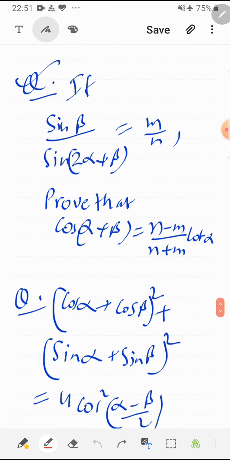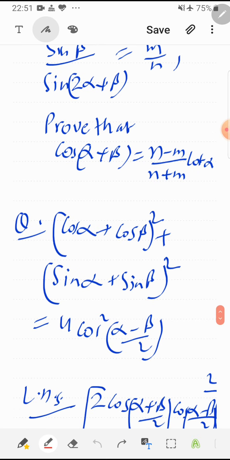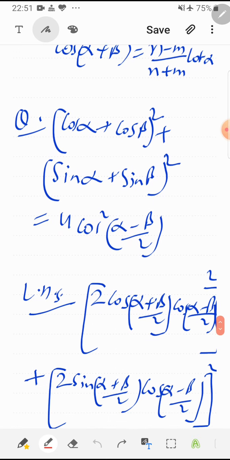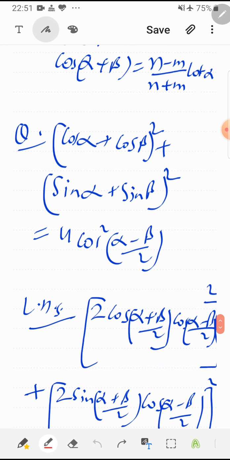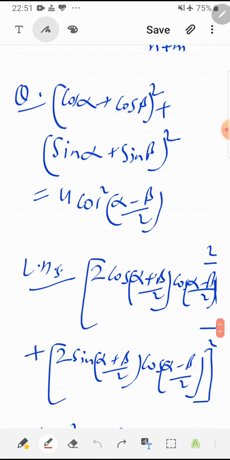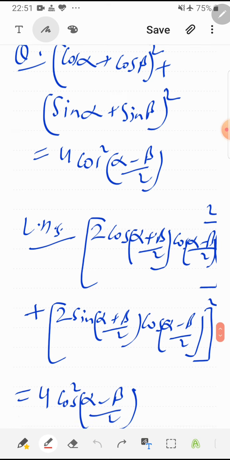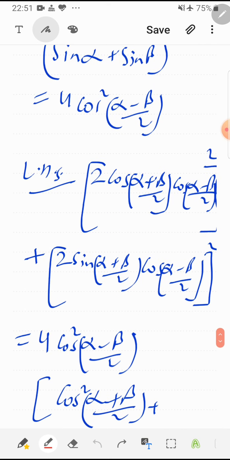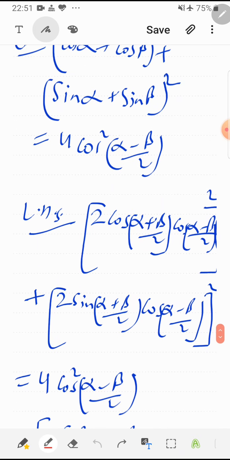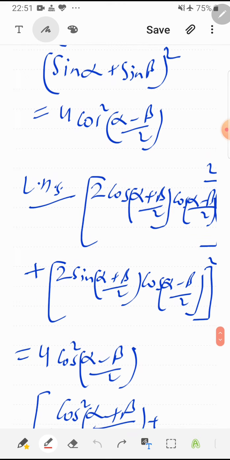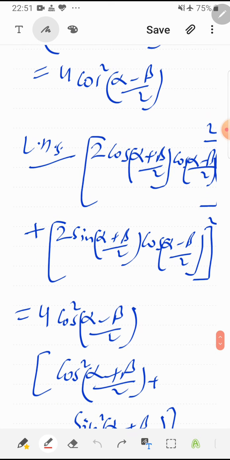Now the next question is cos alpha plus cos beta whole square plus sin alpha plus sin beta whole square is equal to 4 cos square alpha minus beta by 2. Here we have no need to open the square, rather we can straight away apply the formula cos c plus cos d, which is 2 cos c plus d by 2 into cos c minus d by 2. Similarly in the second bracket we can apply 2 sin c plus d by 2 into cos c minus d by 2. So we can take common cos alpha minus beta by 2 and 2 from both terms.